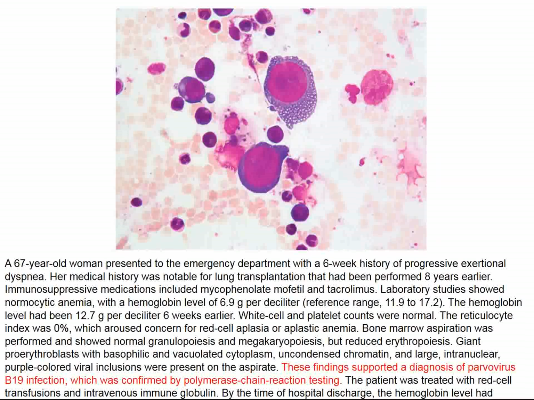Here's the patient with parvovirus B19 infection from last week. I learned to my surprise that this patient was from Dresden. And this is the lung transplant patient and these inclusion bodies are typical for parvovirus. And with modulation of immunosuppression, this patient did better.